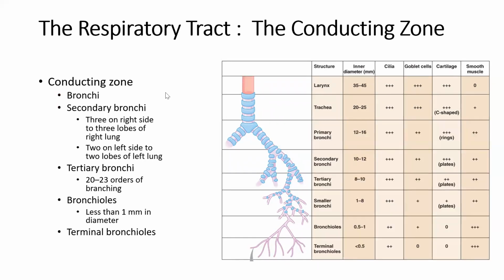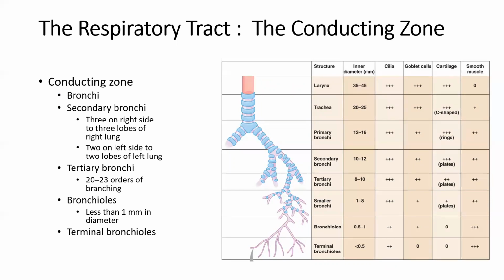Continue on with the conducting zone. We've got the bronchi. The bronchi are the two main branches that we see going left and right from the trachea. And then we have the secondary bronchi. We see about 3 of these on the right because we have 3 lobes on the right and 2 on the left. Again, we have 2 lobes on the left side. And that will further divide into about 20 to 23 or so tertiary bronchi. So a lot of branching happening here, right, beyond the level of the bronchi.